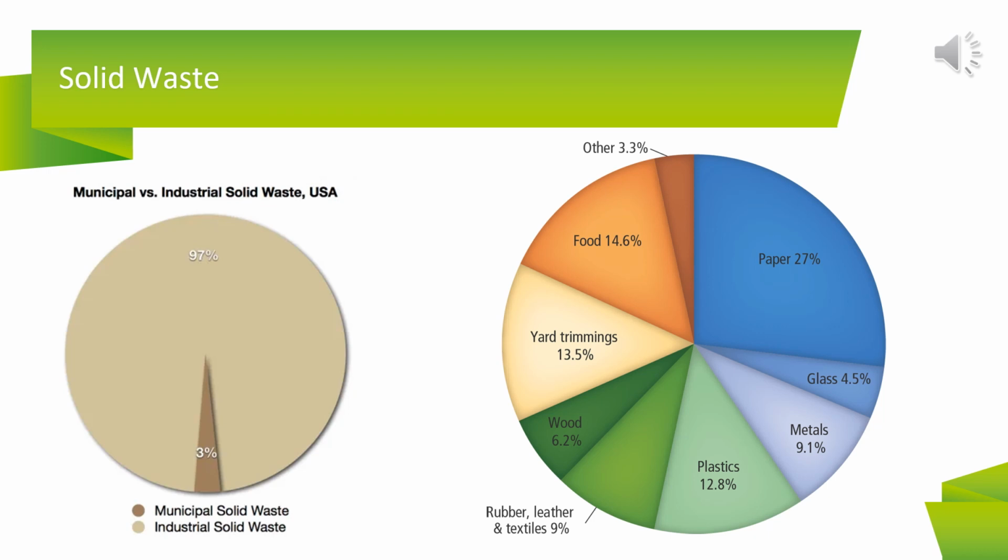So 3% of solid waste produced in the U.S. is municipal. And of that waste, you'll see on the right side of your screen how those break down. Okay? And if you're looking at paper, glass, metals, and plastics, these would all be things that we would consider recyclables. Then you have wood, yard trimmings, and food, all of which would be considered compostable. So the vast majority of solid waste that is produced municipally can be recovered and used for other things.